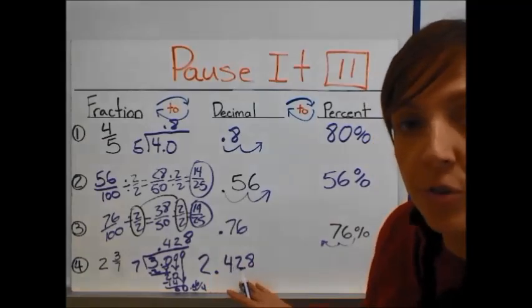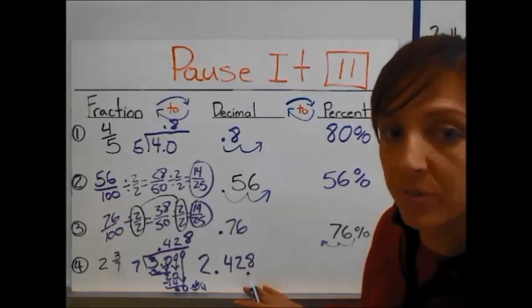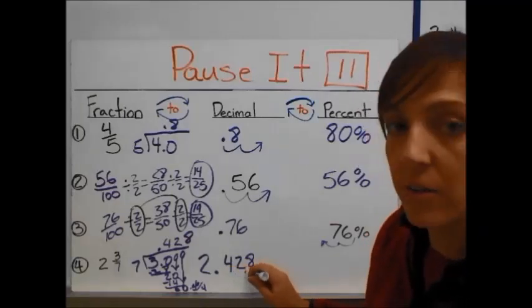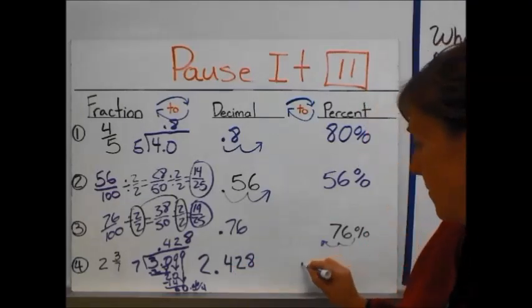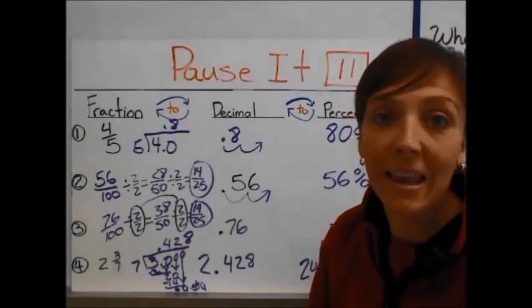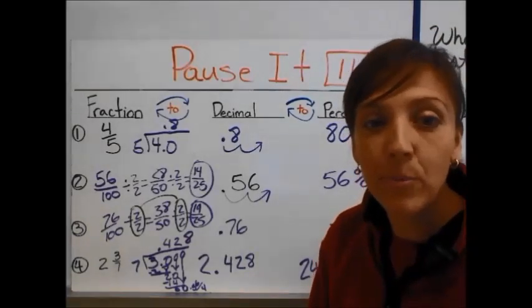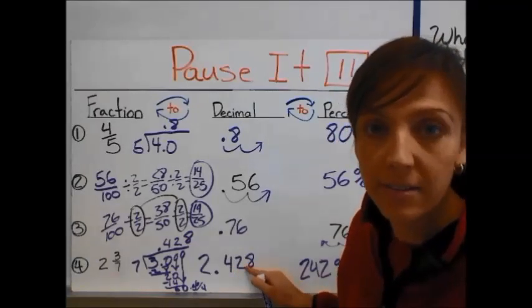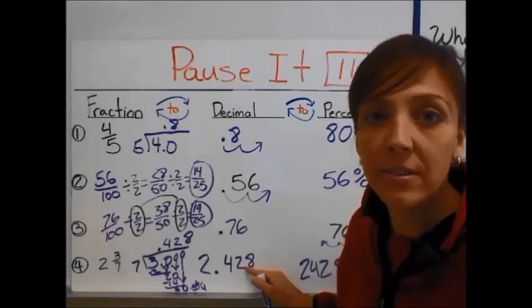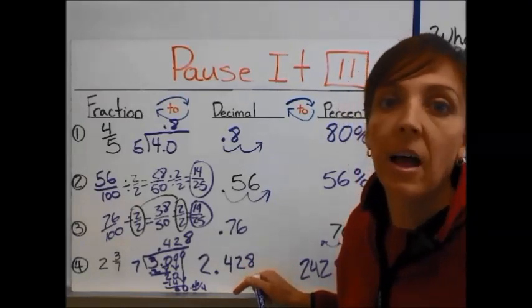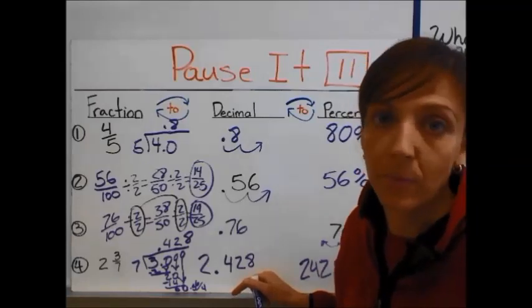And 2 and 428 thousandths, and I'm going to change that into a percent by simply moving the decimal 2 places to the right. So when I do that, I get 242%. Notice how I left the 8 off, because the decimal point, when I move it 2 places to the right, stops right in front of that 8. Now, I left the 8 off. There is such a thing as, I could say 242 and 0.8%. I could have continued with it.